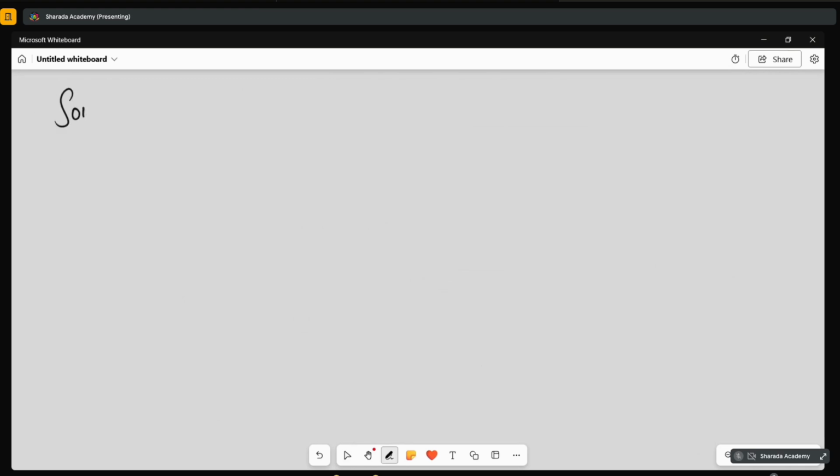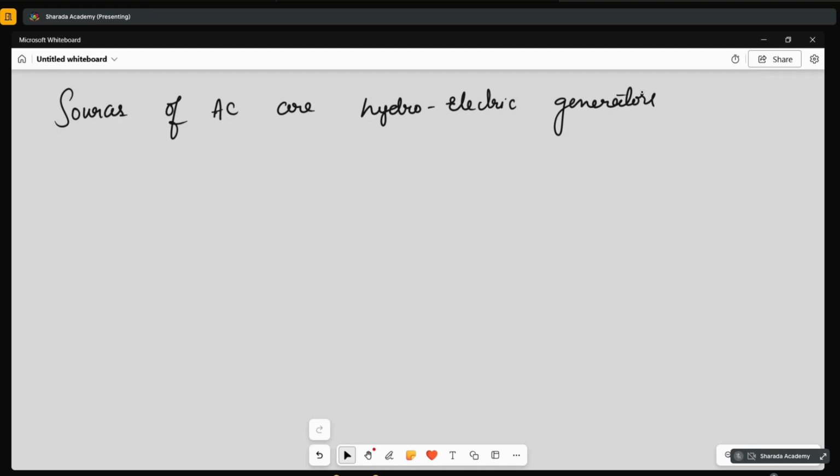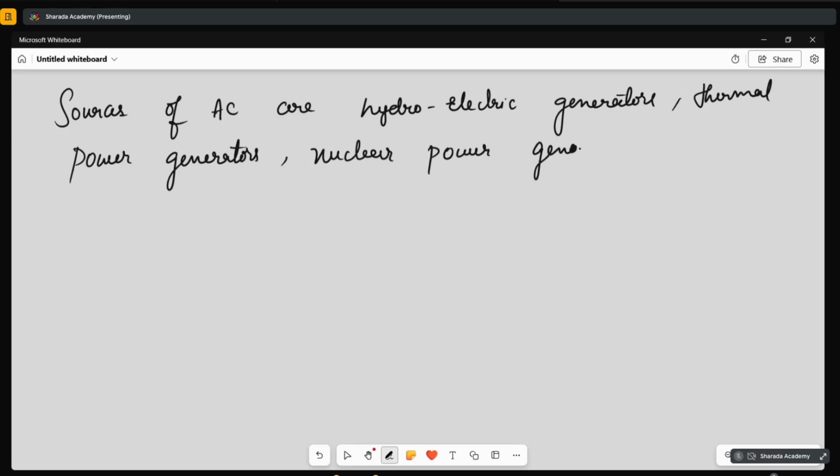Write down sources of AC. Sources of AC are hydroelectric generators, thermal power generators, nuclear power generators, etc. Okay.